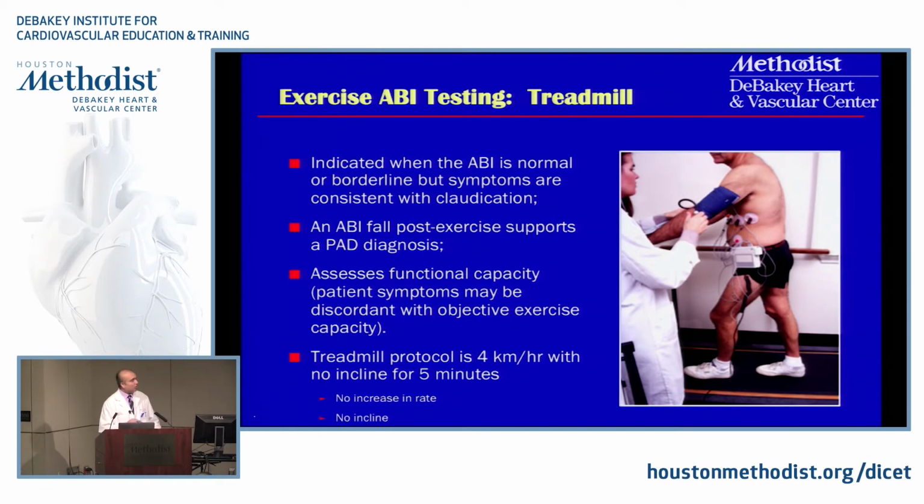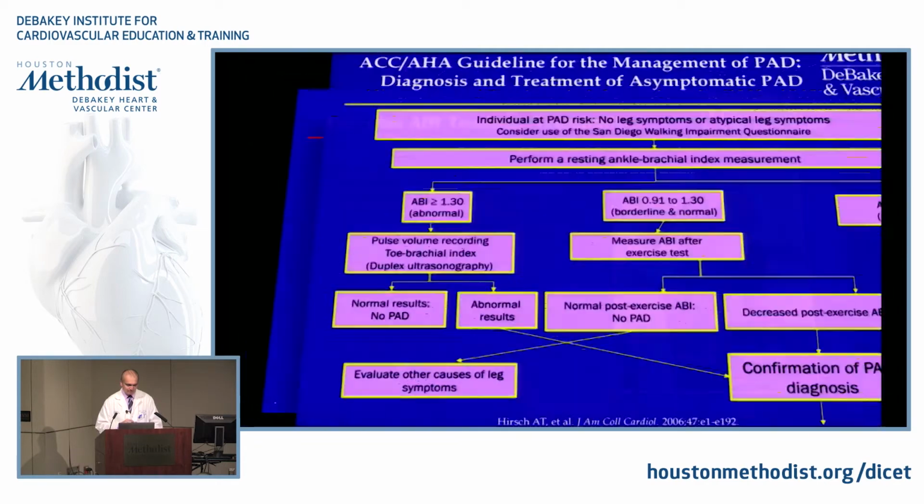What's a treadmill protocol? That's shown here. No incline. It's 4 kilometers per hour for a duration of 5 minutes. And so it's not a graded exercise duration, rather it's a fixed duration. And then at that point, you check the pressures.